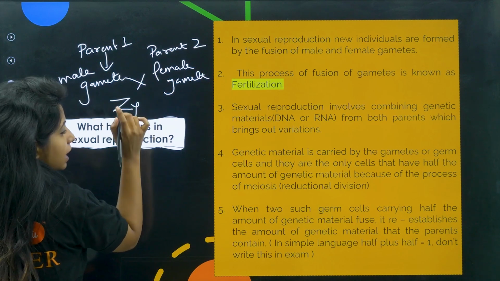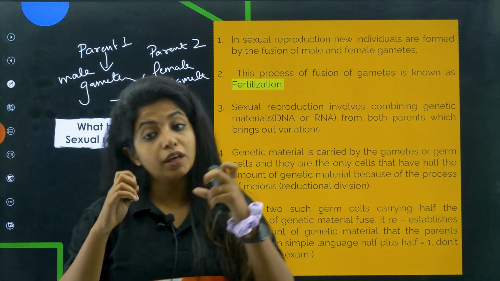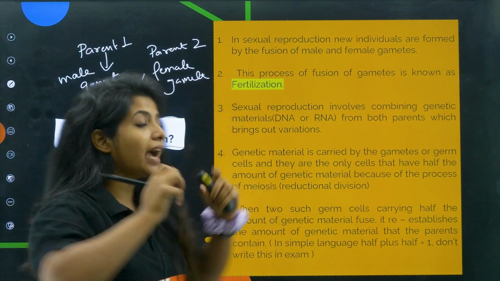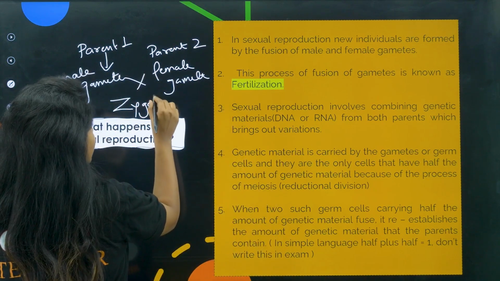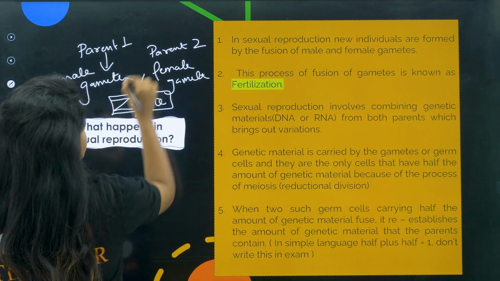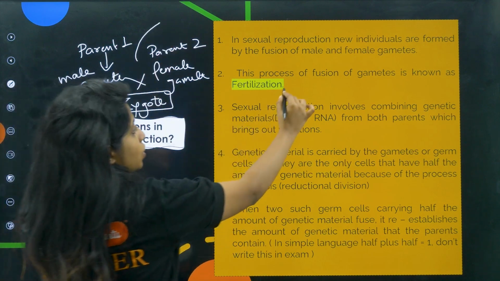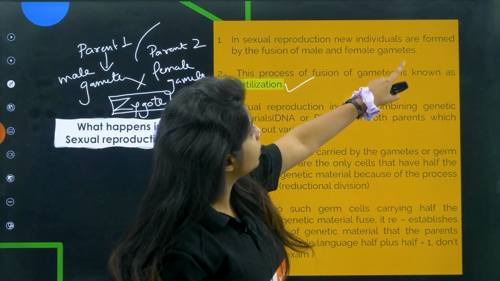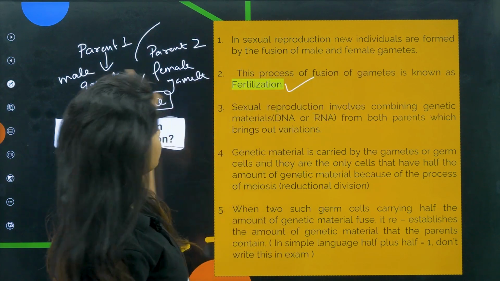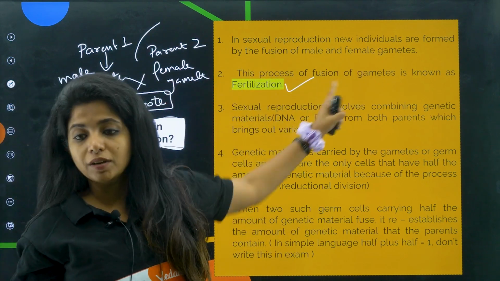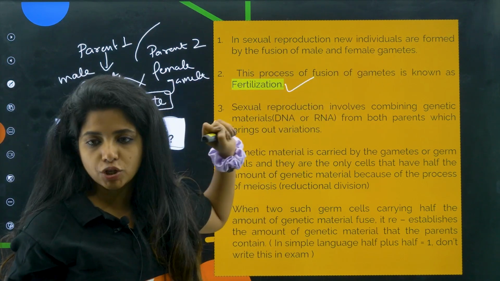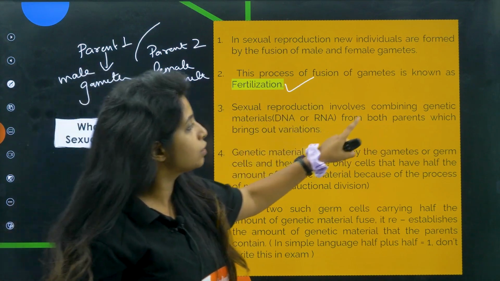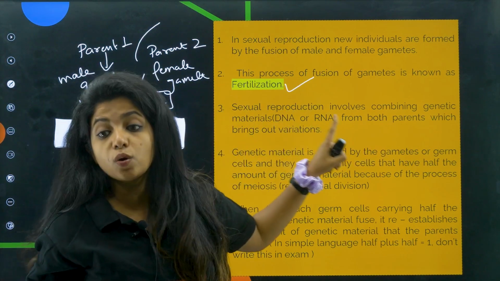You get a single cell. It's not two cells coming together making two cells, no. Two cells come together to form one cell, and that cell's name is what? Zygote, my dear children. And what do you call this process? You call this process fertilization. So in sexual reproduction, new individuals are formed by the fusion of male and female gametes, and this process of fusion of gametes is known as what, children? Fertilization. Now, sexual reproduction involves combining genetic material from both the parents, which brings out variation.